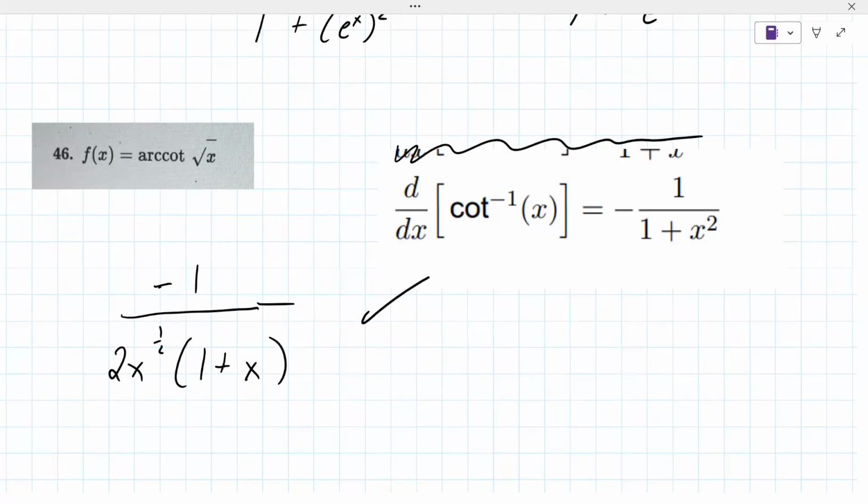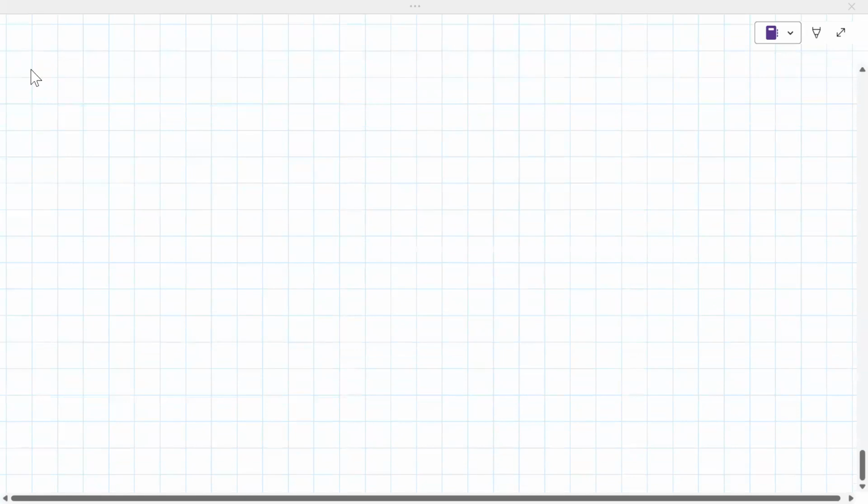Maybe we haven't done a quotient rule in a while. We should do a quotient rule. So we'll do 47, and then maybe we'll do a chain rule.